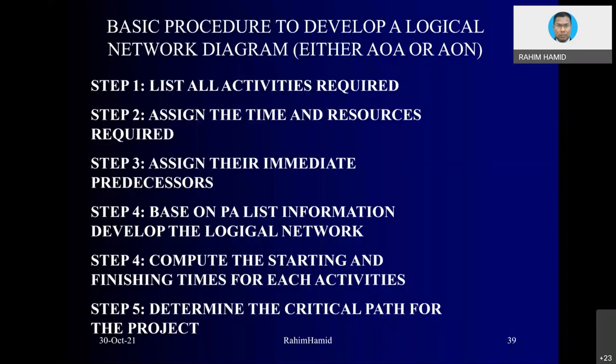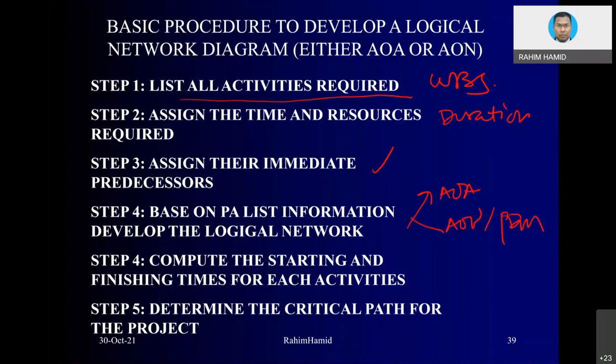Basic procedure to develop a logical network diagram, either AOA or AON diagram. Basically, we list all activities through the WBS. Then assign the time and resources required. We need to get the duration through productivity rate, assign the predecessor, and then based on the list of activities, you develop a logical network diagram, either using AOA, AON, or PDM diagram. And then you start computing the early start, early finish, late start, late finish. At the end of the day, you will understand the critical path and you will determine for sure the project duration date.